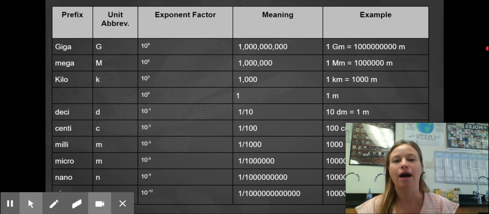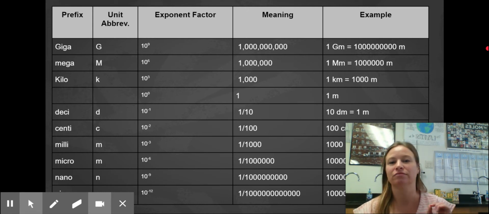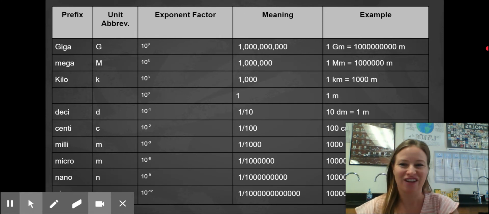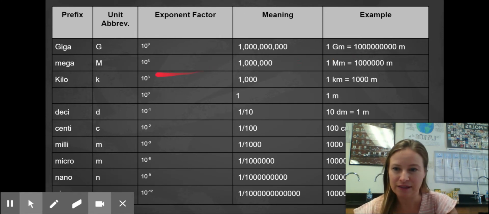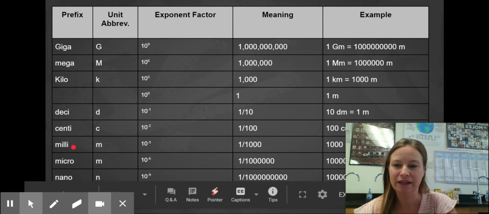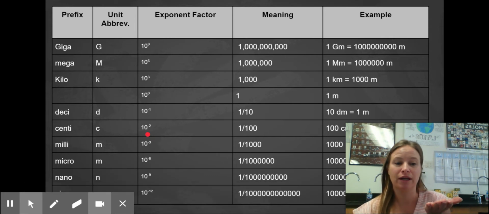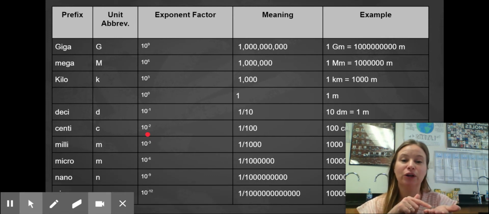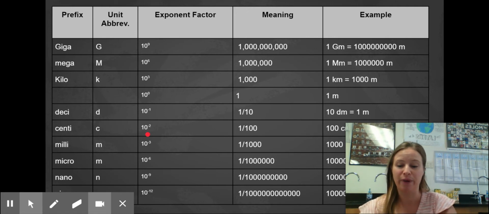So a megamole, for example, means you have 1,000,000 moles. A mega dollar would mean you have $1,000,000. We all wish, right? And then you have down here milli. A milligram is 1,000th of a gram. So a gram is about a paper clip in mass. And if you had a milligram, it would be that paper clip divided into 1,000 equal parts. So a milligram is a very tiny measurement of mass.